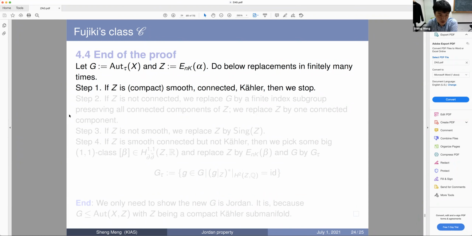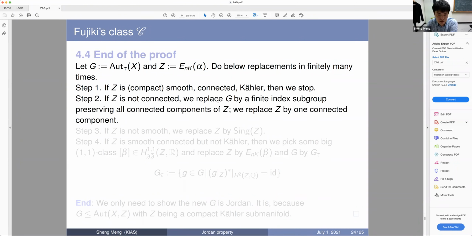So we consider the other cases. If Z is not connected, then we replace G by a finite index subgroup preserving all connected components of Z, and then we replace Z by one connected component. So in this step, we replace Z by some connected one. If Z is not smooth, then we replace Z by the singular locus of Z, because Z is G-invariant, and also the singular locus of Z is G-invariant. Of course, if you do so, even if Z is connected, the singular locus of Z may not be connected. So we may need to do step 2 and step 3 several times.